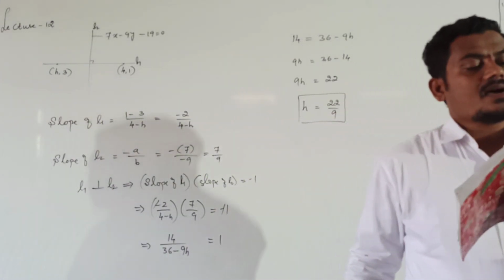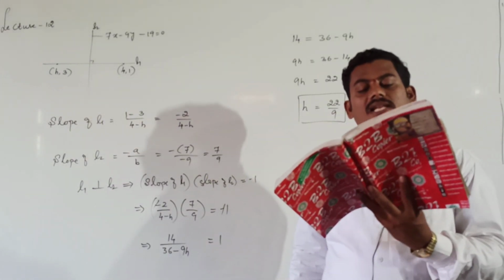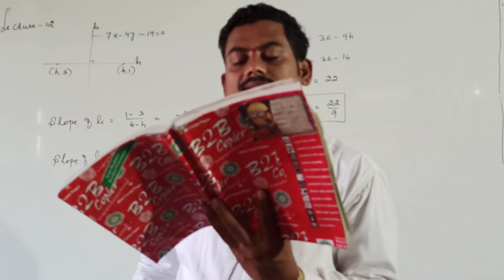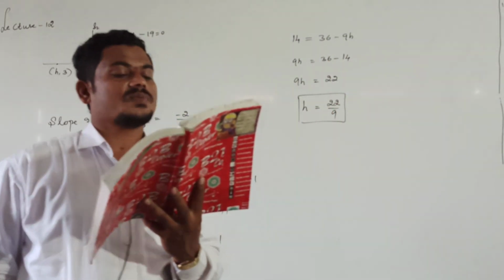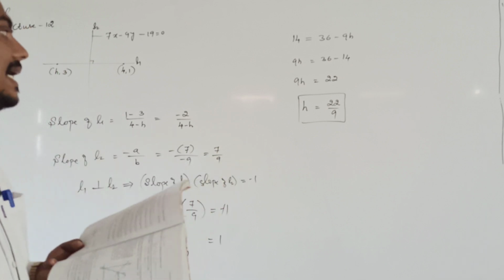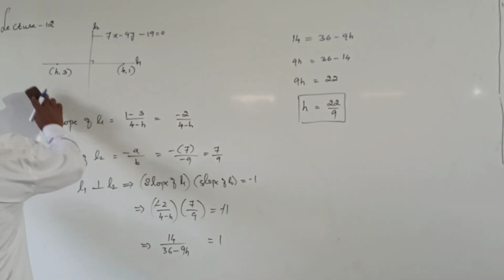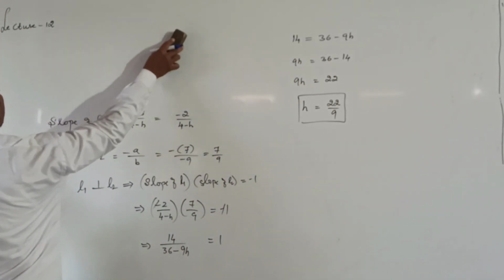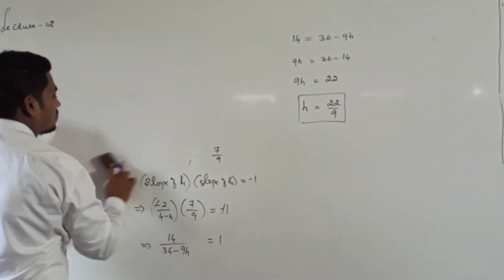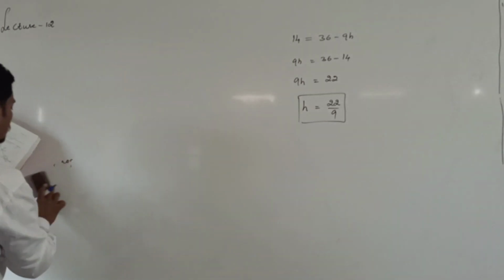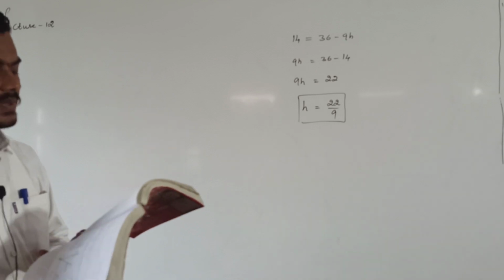Find the equation of the right bisector of the line segment joining the points 3, 4 and minus 1, 2. Right bisector. Next question.